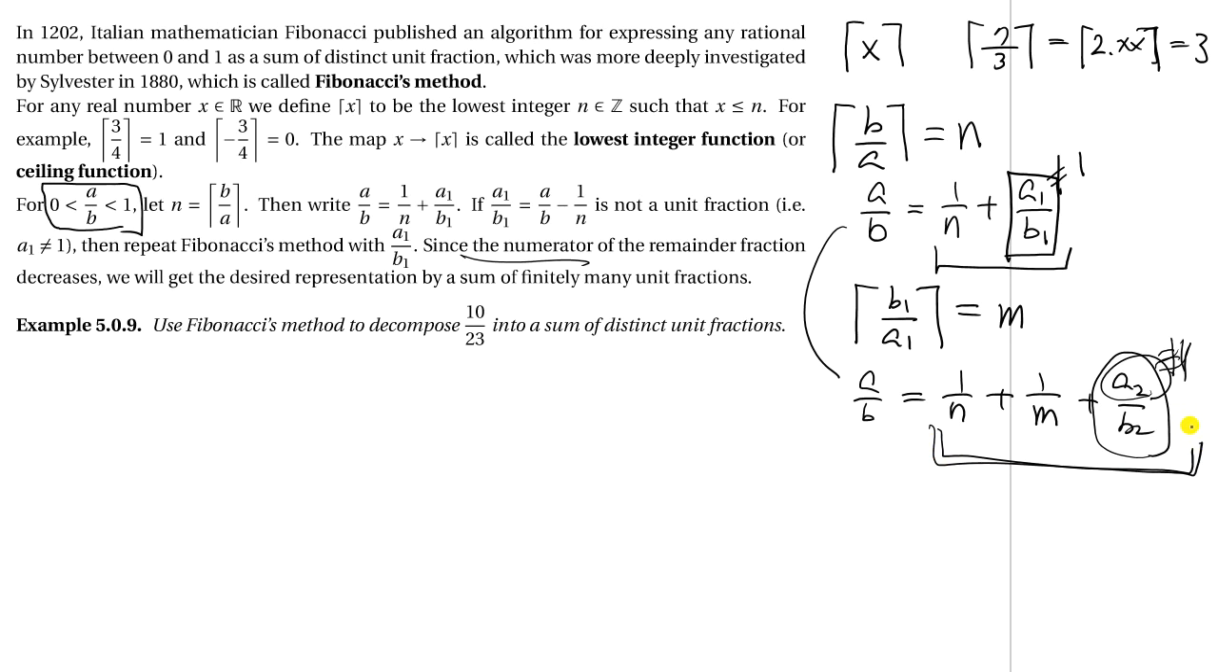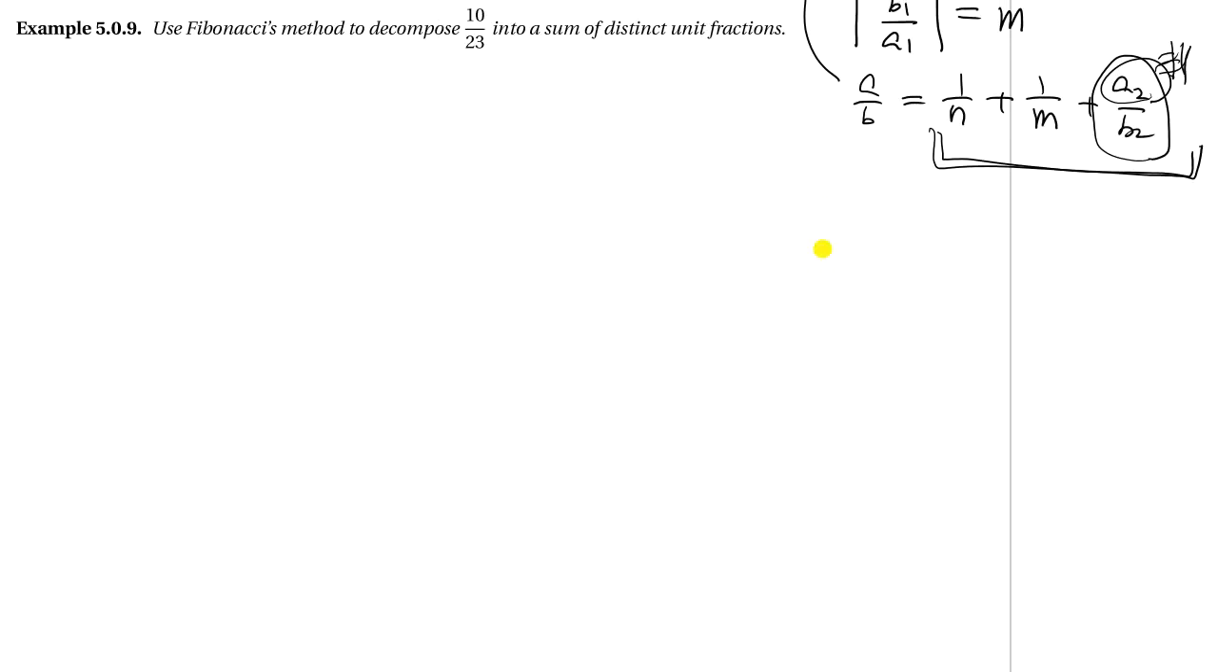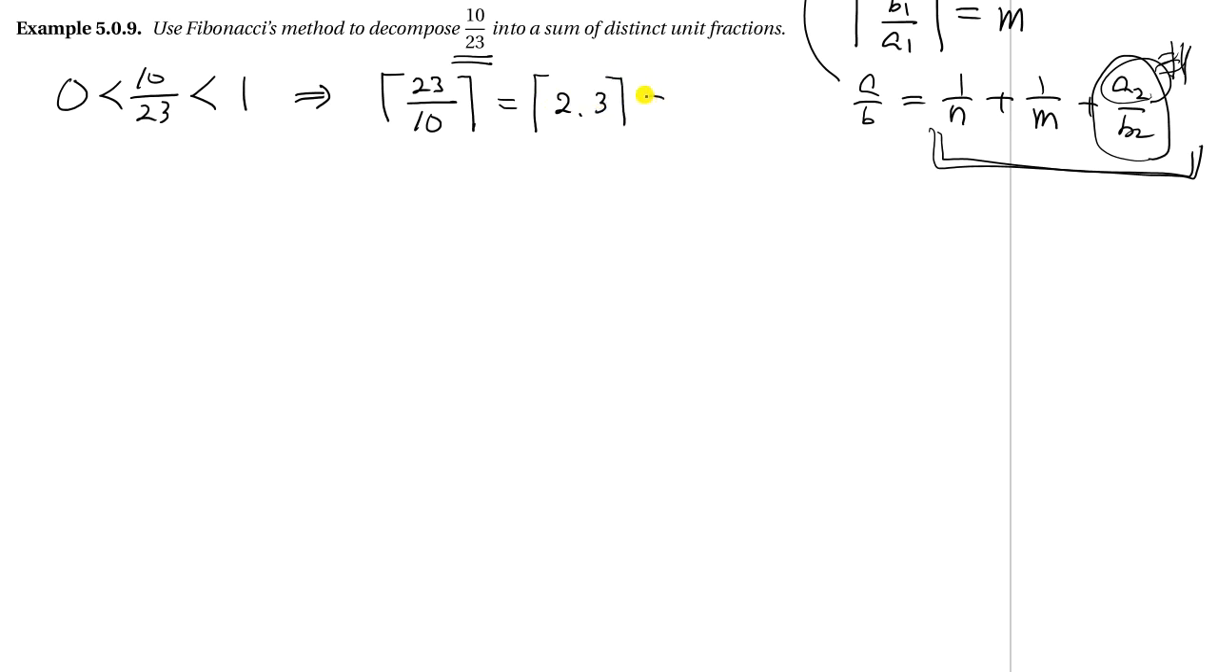Okay, so let's use the following example to see how this procedure works. First of all, we want to write 10 over 23 as a sum of unit fractions, all distinct of course in this case. So the first thing we have to check is, yes, that fraction is between 0 and 1. Then let's take the reciprocal of it, which means swapping the numerator and denominator. So 23 over 10. It's about 2.3, something like that. And we are looking for the ceiling of that number, which is 3. So that 3 is n in our explanation.